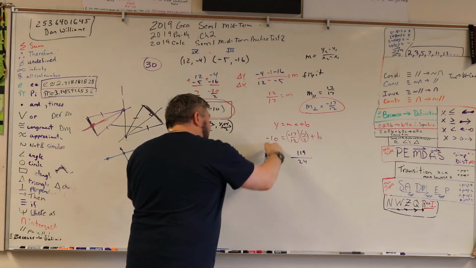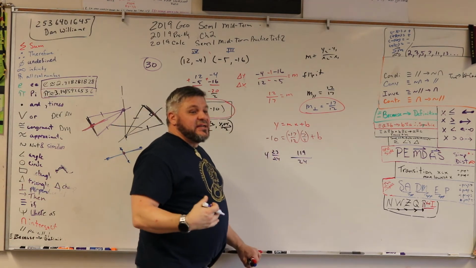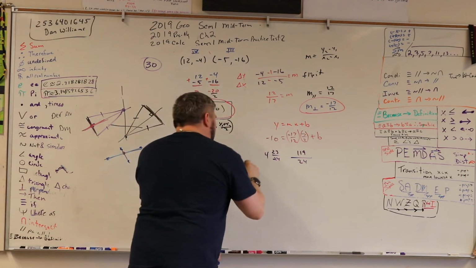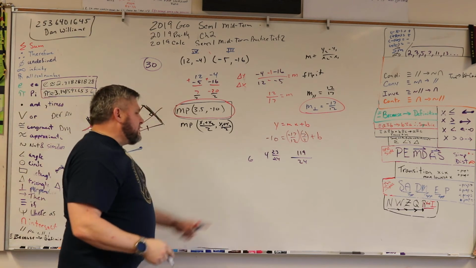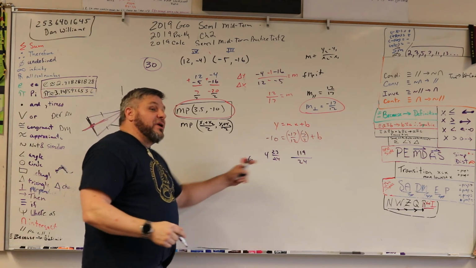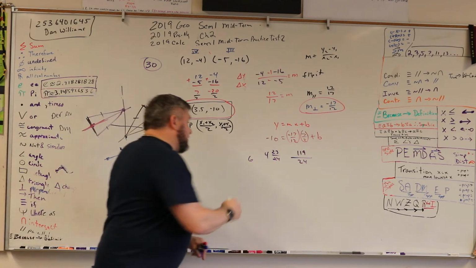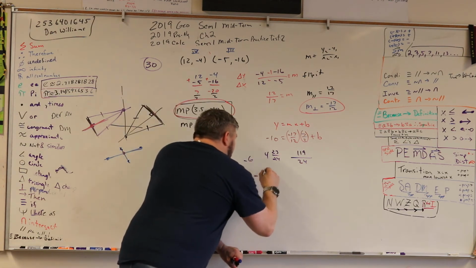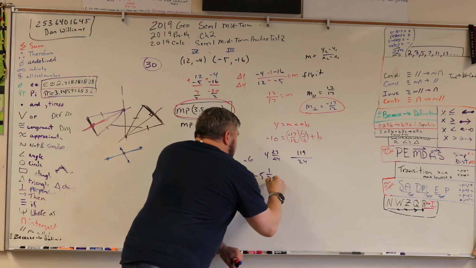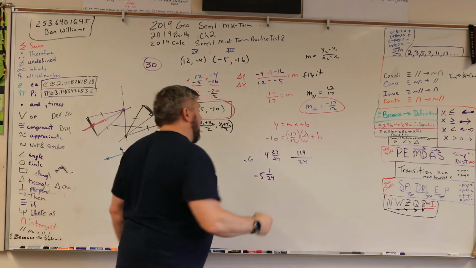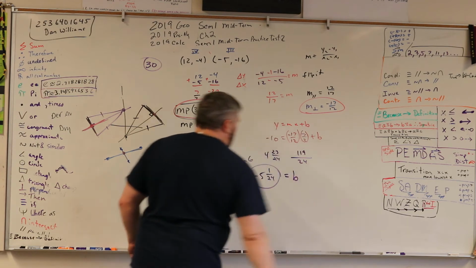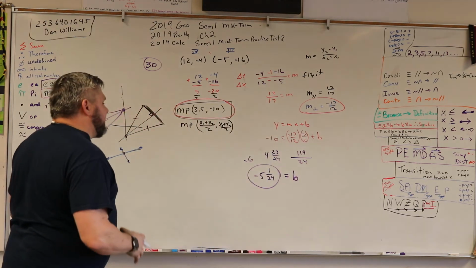And we're going to add that to this negative 10. So when I add 4 to negative 10, I get negative 6, right? But when I add 23 24ths to negative 6, then I get what? Negative 5 and 1 24th, right? Okay? So that is my b. So that's where it crosses.